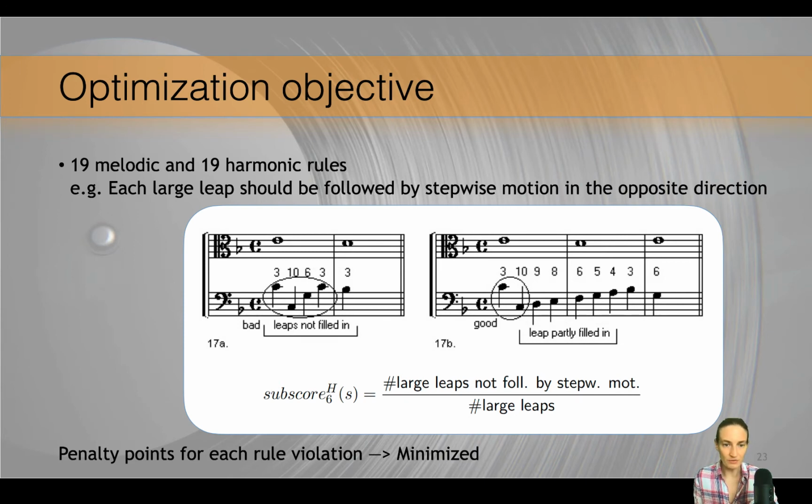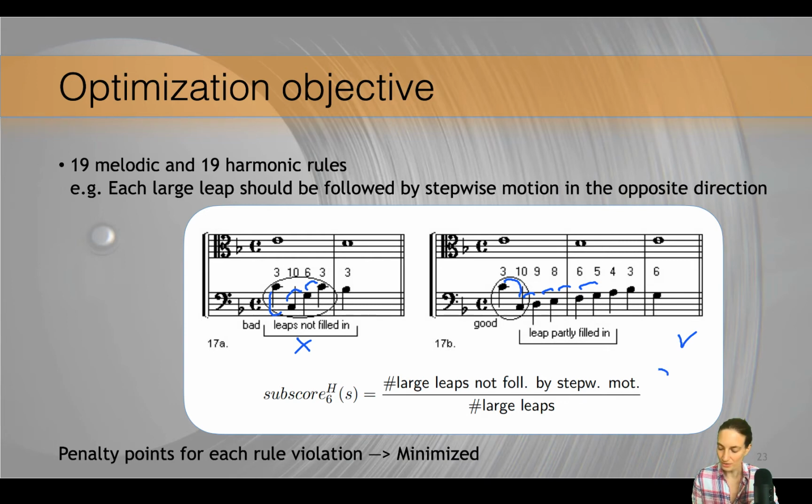This is an example of a rule. Each large leap should be followed by stepwise motion in the opposite direction. Meaning we have a large leap. This is not stepwise motion, so this one would get a penalty point. This is a large leap, stepwise motion in the opposite direction. Great. This one does not violate any rules.